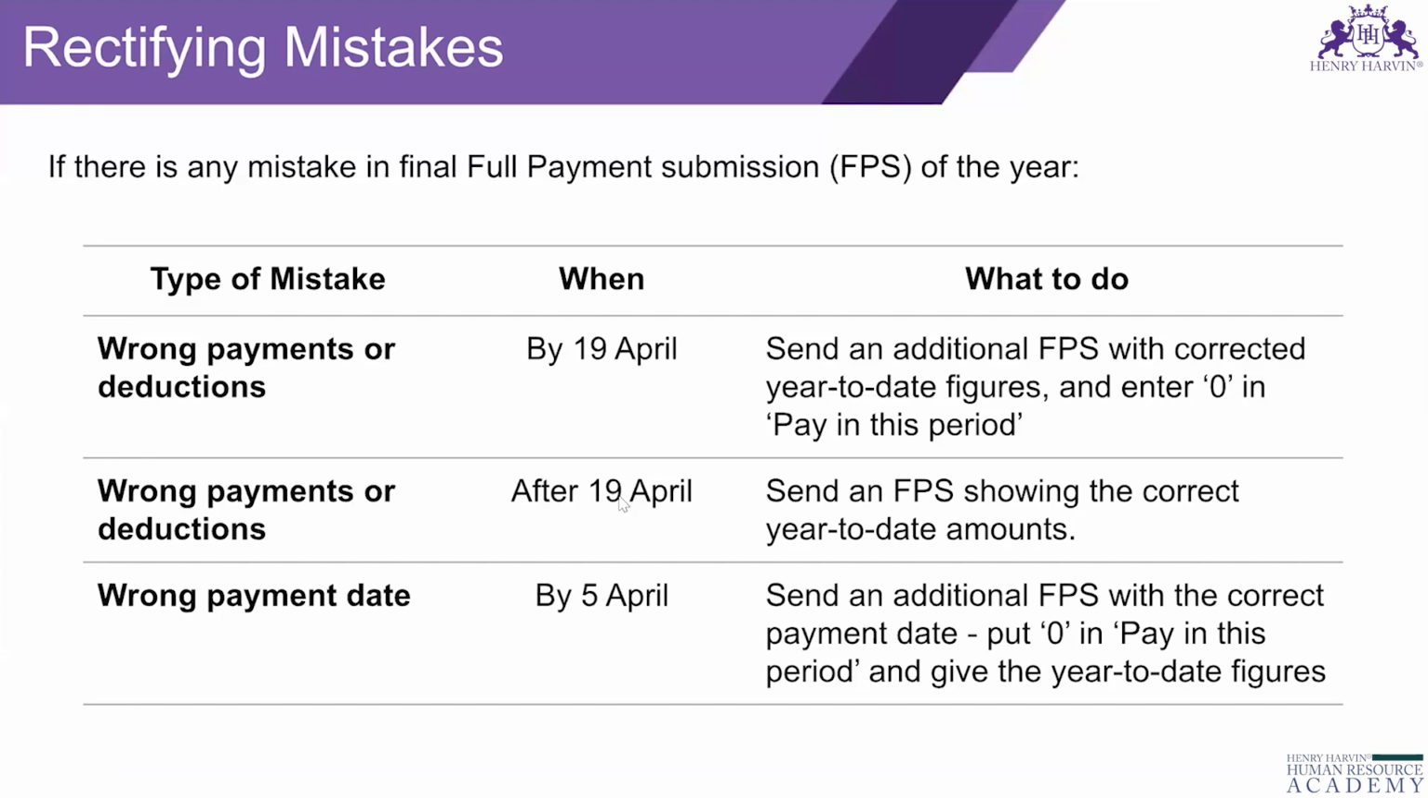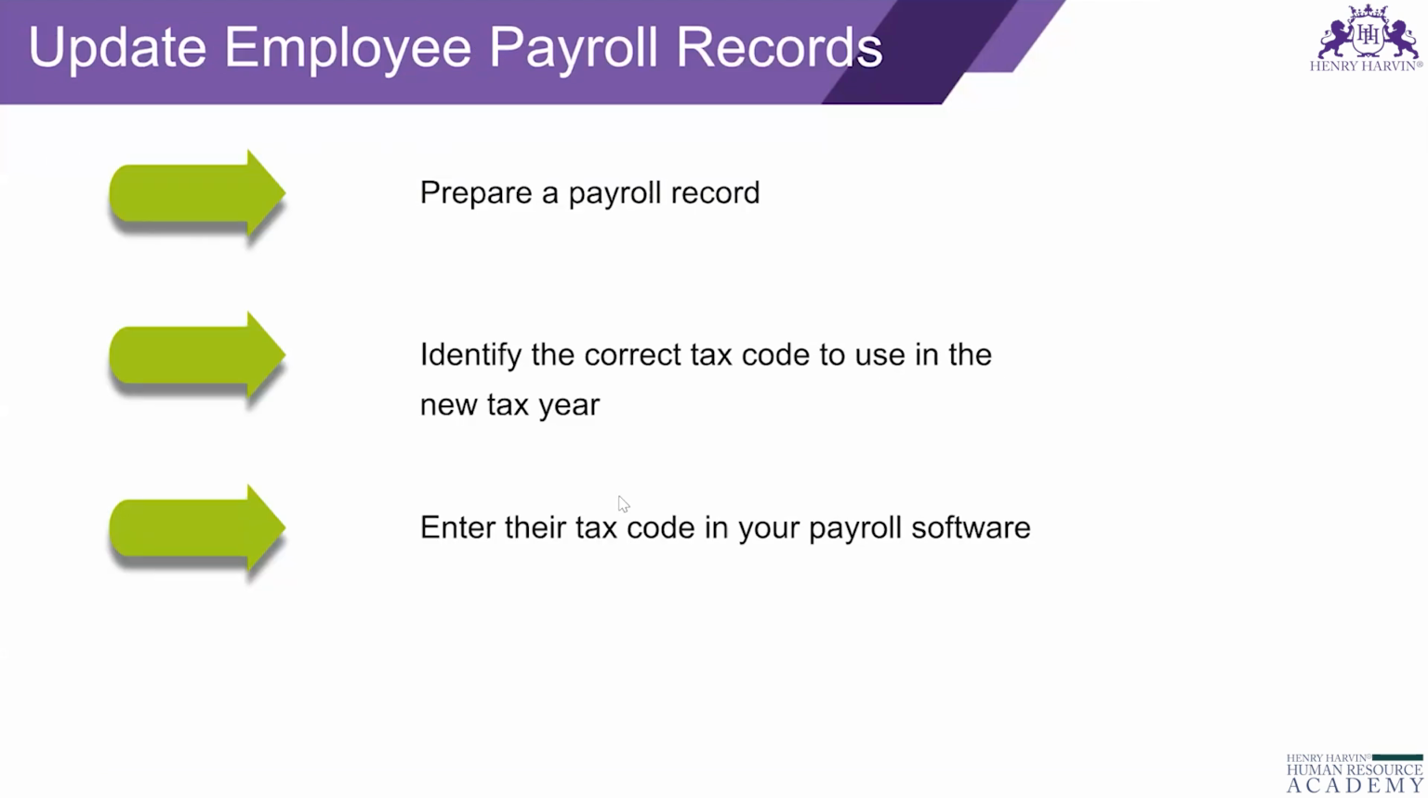As I said, normally whenever you see UK payroll, people are more focused on RTI. People expect that you should know RTI. That is the reason this will be important for you. So update employee payroll records. Prepare a payroll record. Identify the correct tax code to use in the new tax year, like whatever we discussed now. Preparing a payroll record means updating the details in the software if required, then upgrading your software. Enter the tax code in your payroll software, the third step.